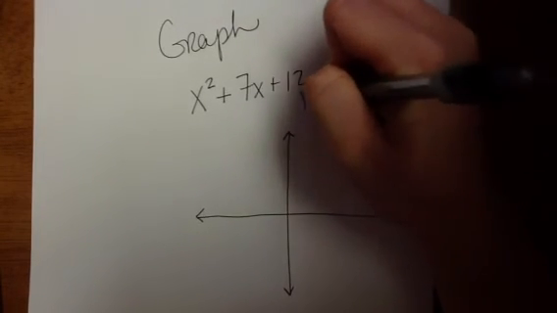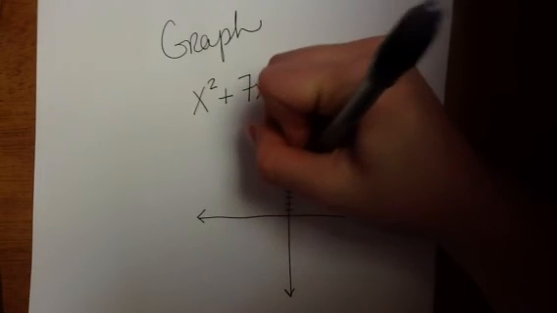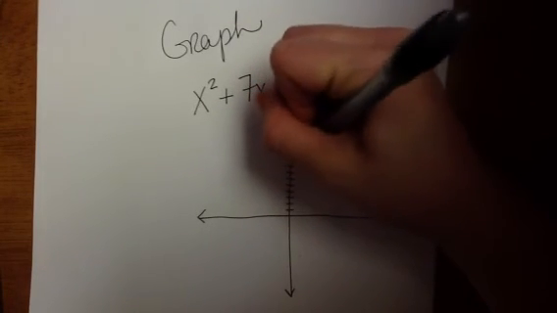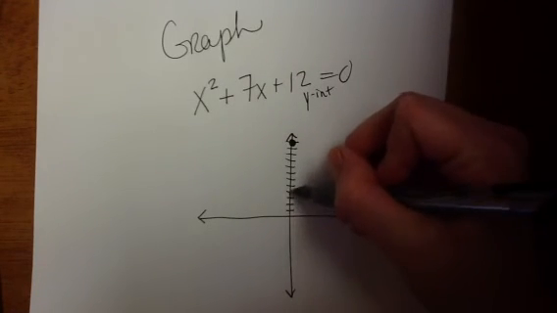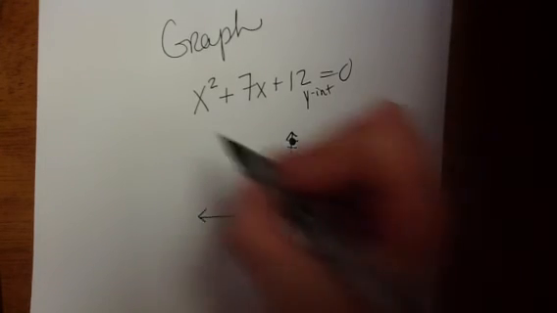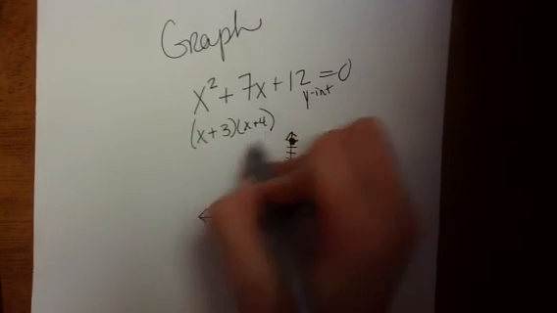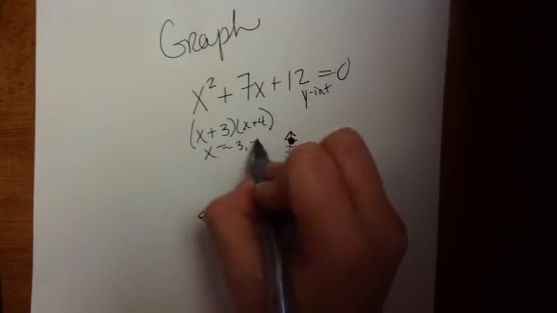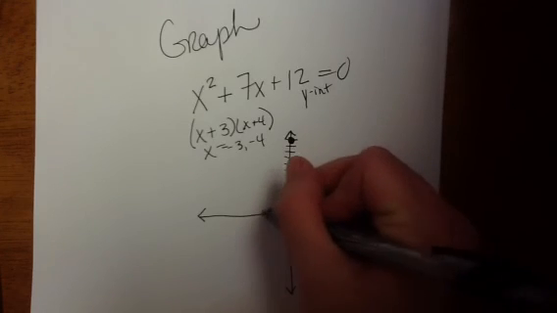The y-intercept is 12. That's 12, I hope. 1, 2, 3, 4, 5, 6, 7, 8, 9, 10, 11, 12. You factor, you get (x + 3)(x + 4). That means x is a -3 and a -4. 1, 2, 3, 4.